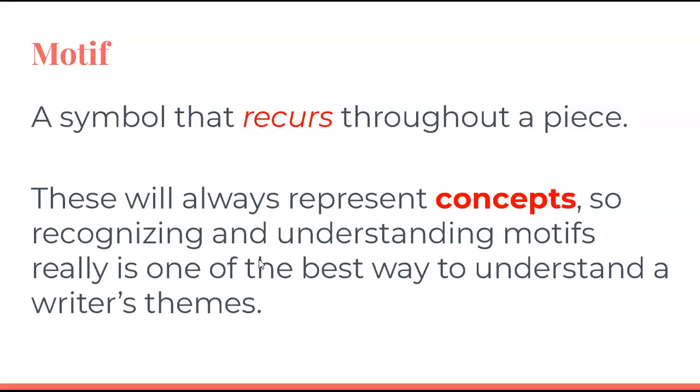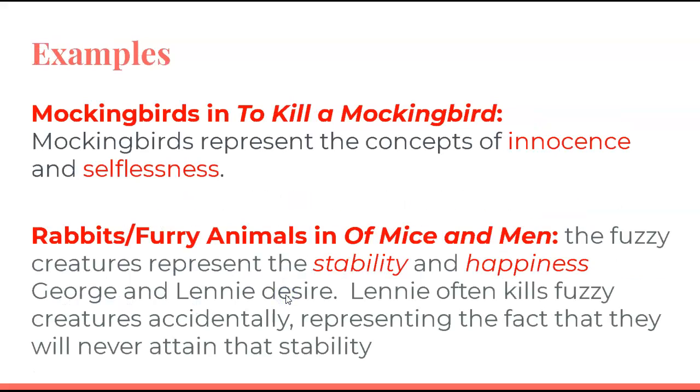Next, we have the concept of motif. A motif is a form of symbol. We know symbols represent ideas. The motifs, however, we see these symbols all over the place within a piece of literature or a film or whatever. They recur. They are recurring symbols. They're always going to represent concepts, though.